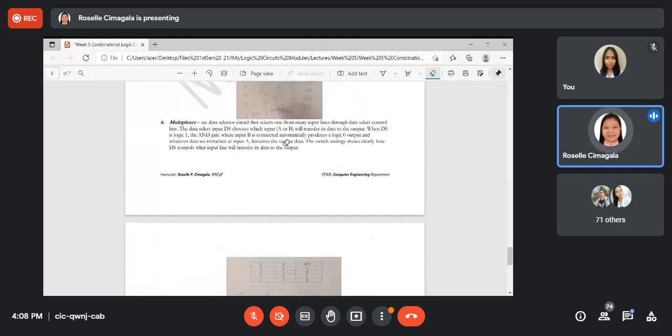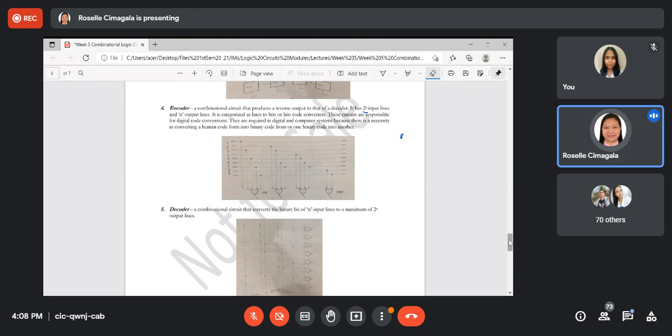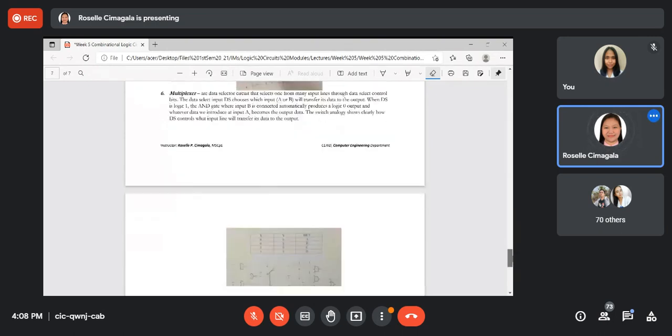Multiplexer is a data selector circuit that selects one from many input lines through a data select control bit. The data select DS chooses either A or B to transfer its data to the output. When DS is 1, the AND gate where input B is connected automatically produces a 0 output, and whatever data we introduce at input A becomes the output. That switch analogy shows clearly how our data select controls the transfer of output in the multiplexer.